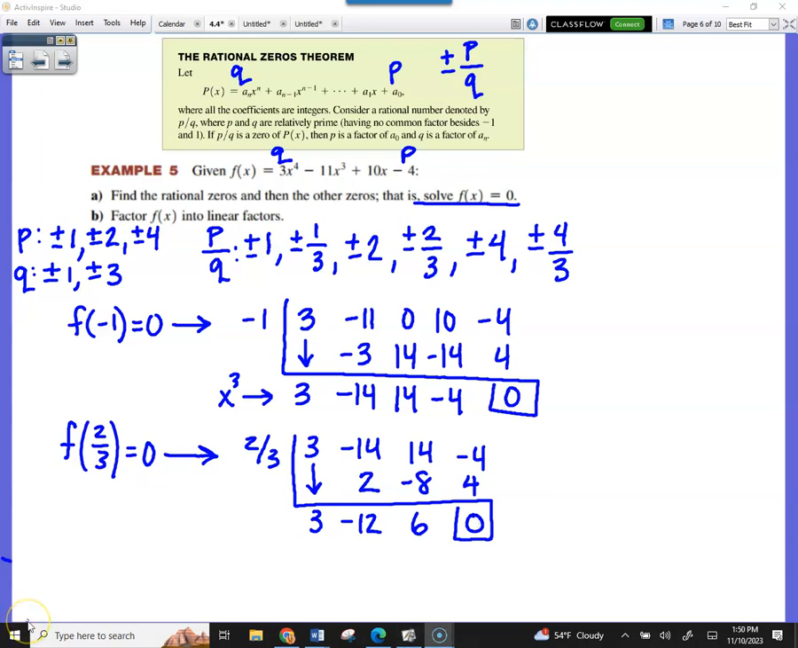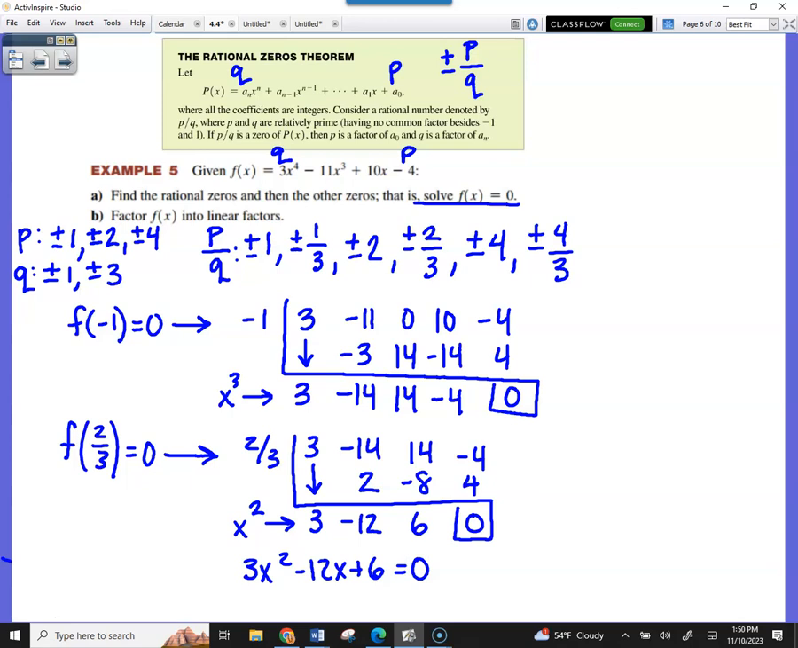It started as a degree 4. We broke it into a degree 3. So this is a degree 2. So I'm going to write it. I've got 3x squared minus 12x plus 6.